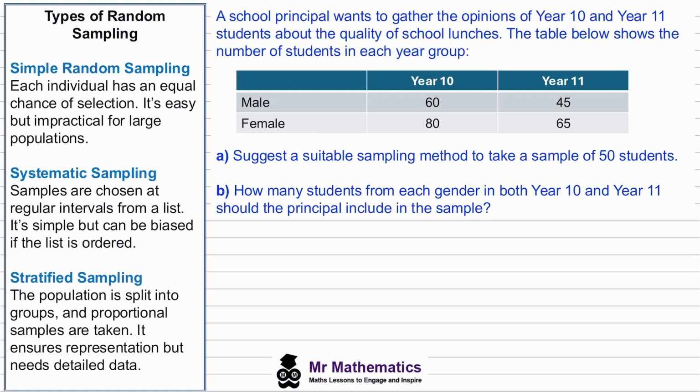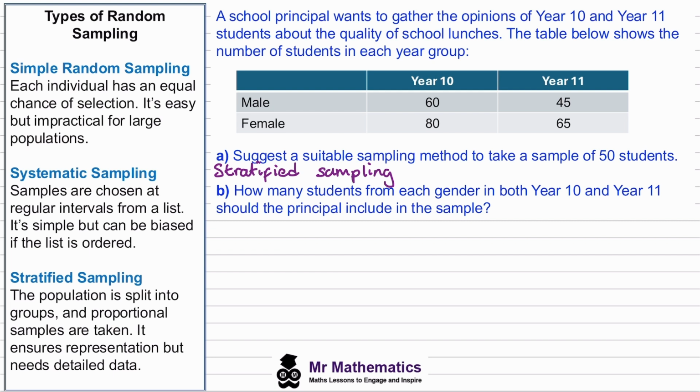Okay, so in our first example, we're told that a school principal wants to gather the opinions of Year 10 and Year 11 students about the quality of school lunches, and this table shows the number of students in each year group. In part A, we've been asked, suggest a suitable sampling method to take a sample of 50 students. Well, you can see we've got groups. We've got year 10 and year 11, so different year groups, and we've got different genders. So in this case, we would use stratified sampling.